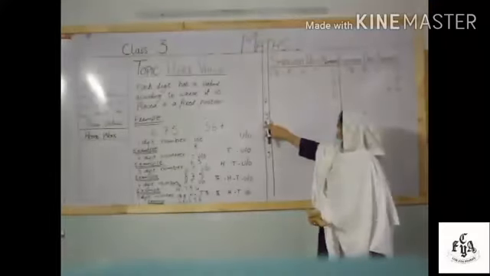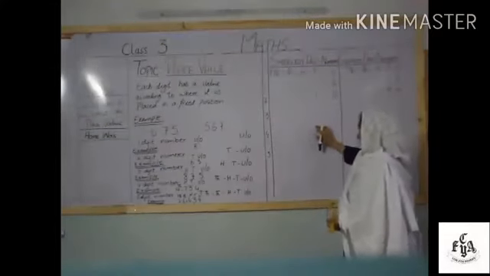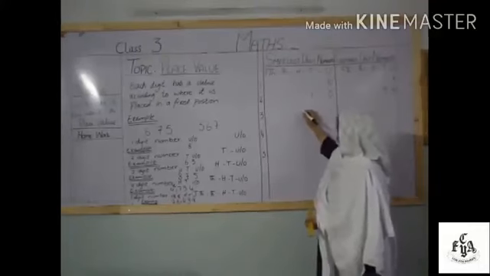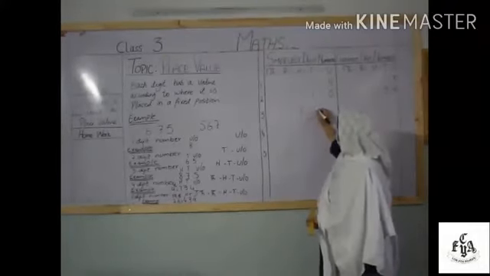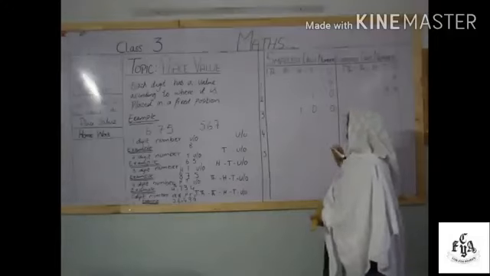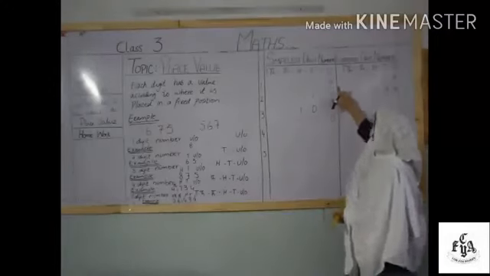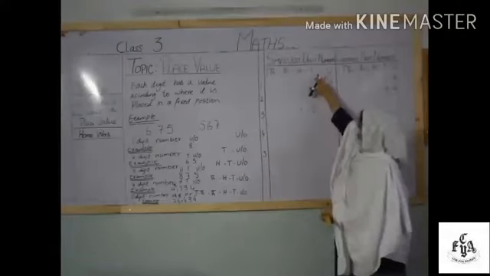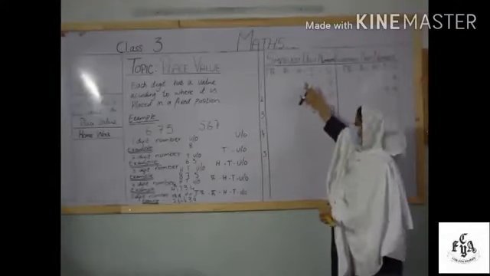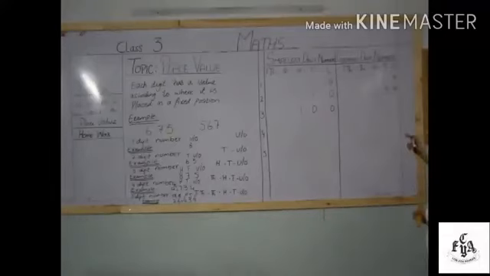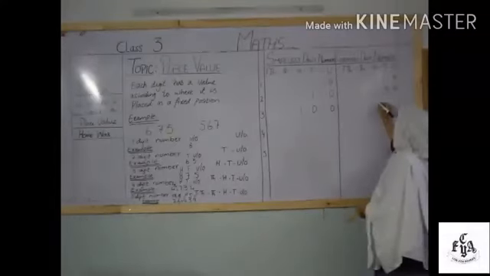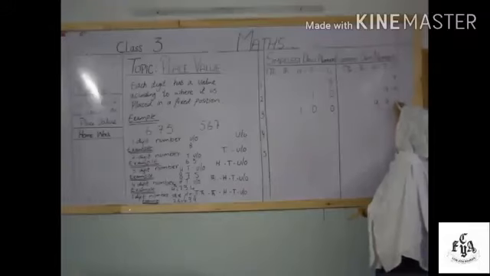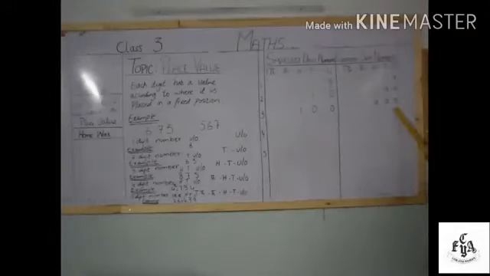Now moving towards the smallest three digit number. Where does the smallest three digit number start from? 100. 1, 0, 0. So the place value of this 0 is unit, the place value of this 0 is tens, and the place value of this 1 is hundreds. Now the greatest three digit number is 999. The place value of this 9 is unit, the place value of this 9 is tens, and the place value of this 9 is hundreds.